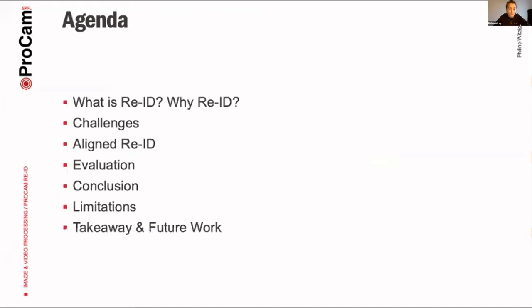And I would like to cover the following topics. So first of all, what is re-ID and why do we need person re-identification in the ProCam project? What are its main challenges? And then I'll present an approach which is called aligned re-ID. We will evaluate this approach in different scenarios. Then we will derive a conclusion from these scenarios. I'll list a few limitations of this approach. And in the end, I would like to summarize this presentation by formulating a quick takeaway message and suggesting some future work maybe.